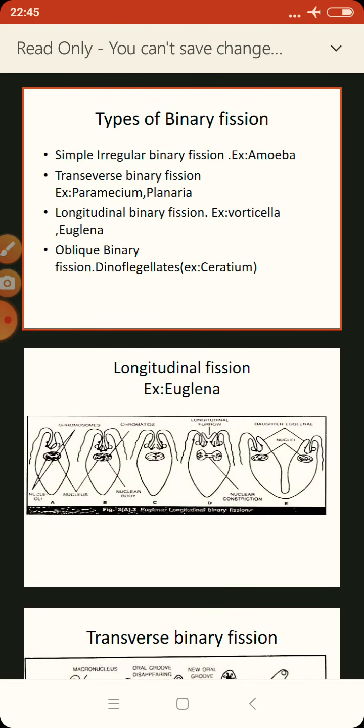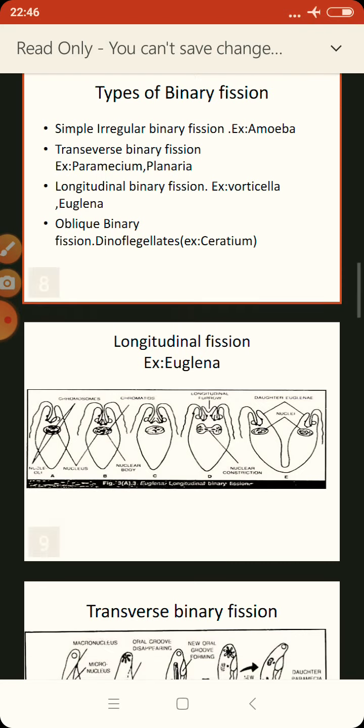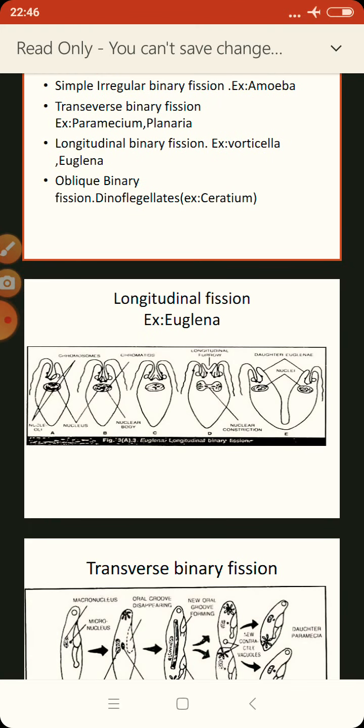So this is one. Next we talk about transverse binary fission. Here we are talking about different types of binary fissions. So what is binary fission? A single individual is divided into two forms. So number one, when we talk about simple irregular binary fission, the example given here is amoeba.